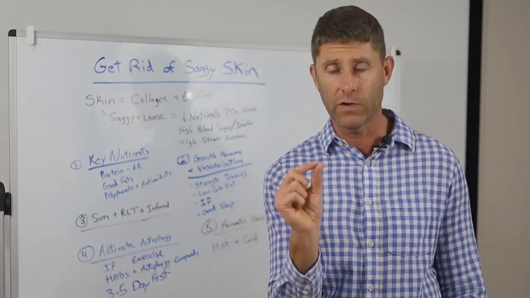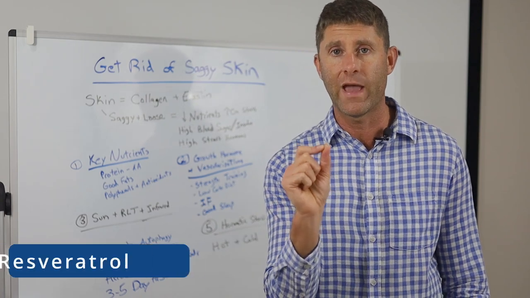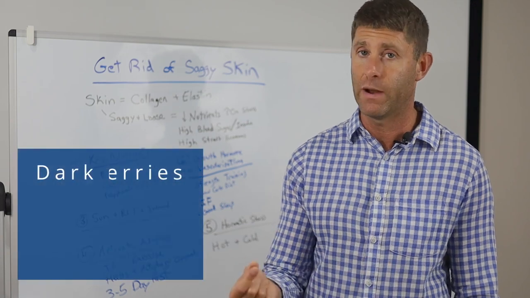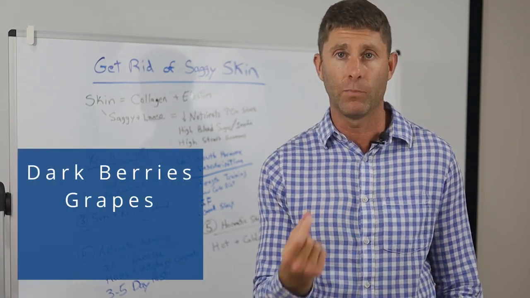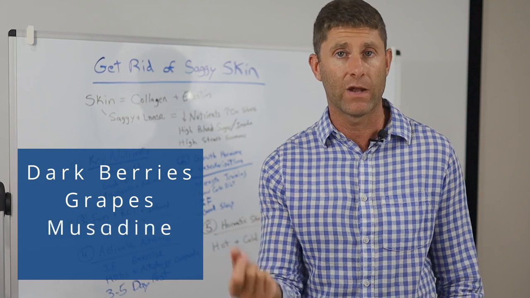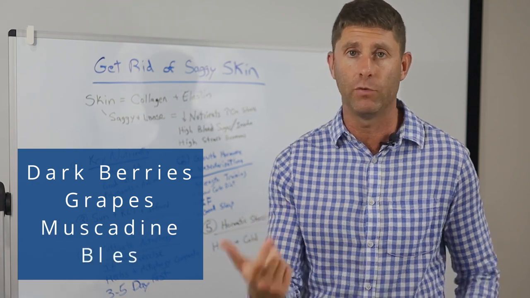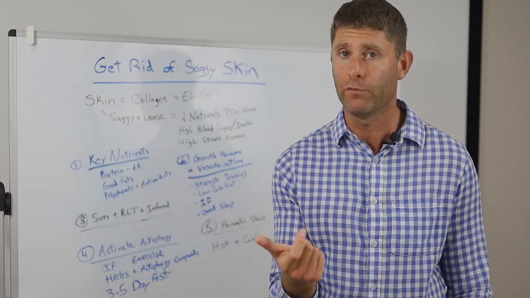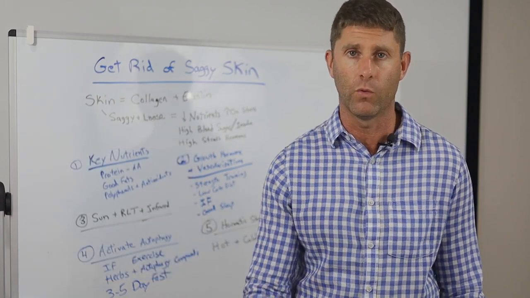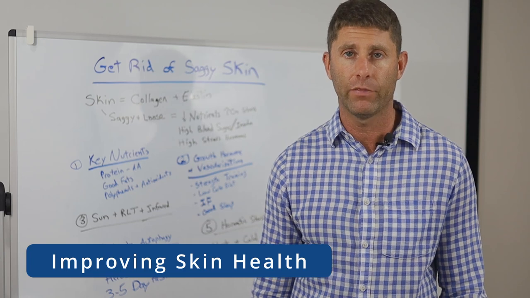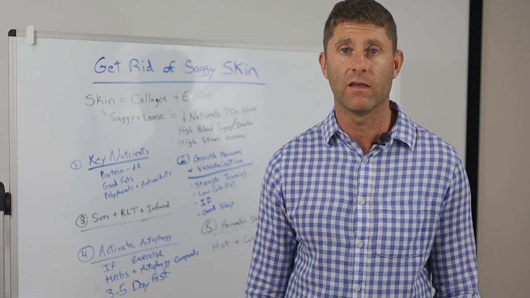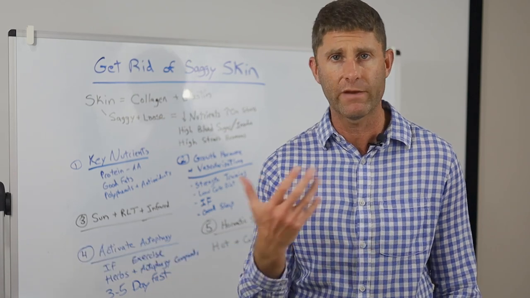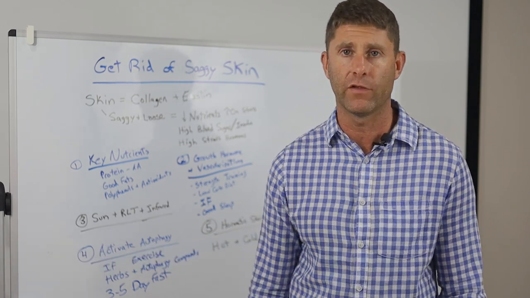One of the best ones, particularly when it comes to skin cells, is resveratrol. Resveratrol is a polyphenol that's found in dark berries, grapes, like purple grapes, muscadine grapes have resveratrol, blueberries, things like that. But you can get clinical doses taking a supplemental form of resveratrol, really great for helping improve skin health. Green tea, the catechins in green tea, EGCG, really great for helping improve skin health as well.